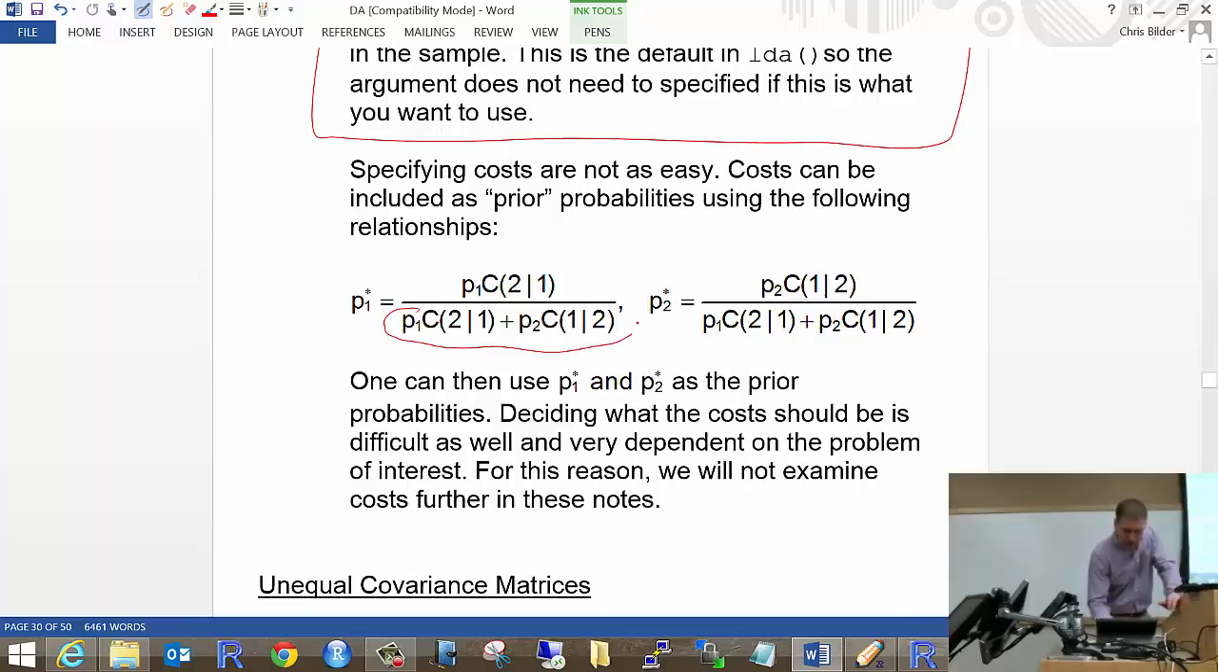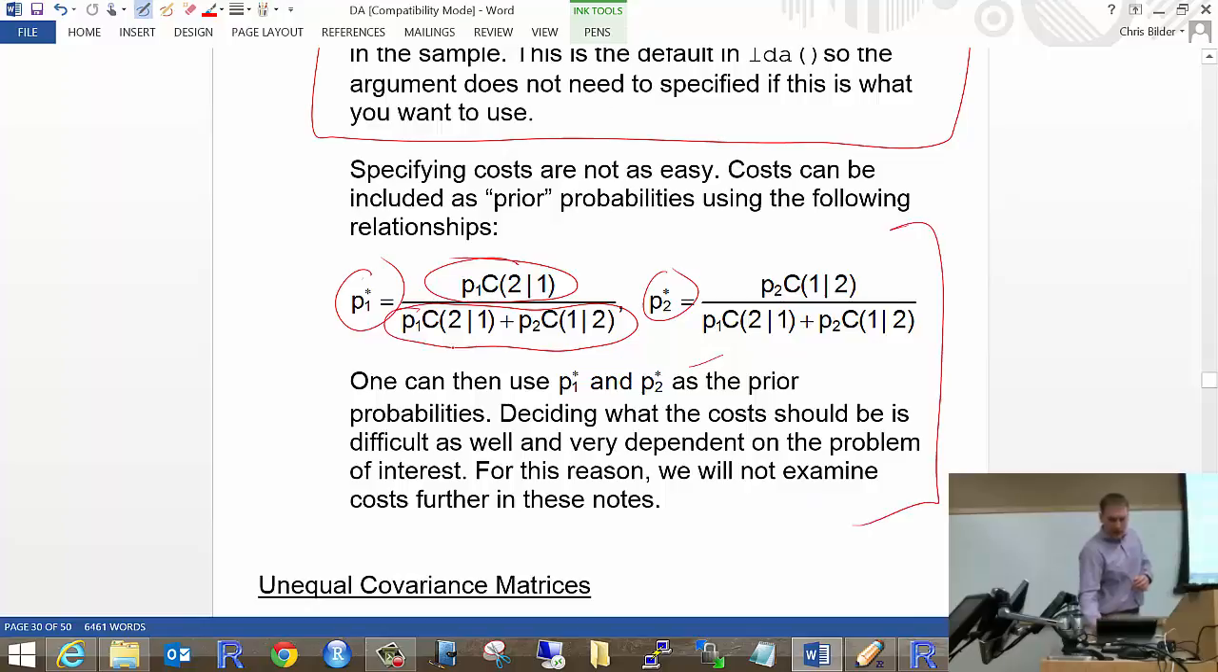Essentially what you're doing is just rescaling your prior probabilities. Obviously, your prior probabilities should add up to 1. So how about we weight them by all the costs? And then we look at what proportion for population 1 would be the corresponding cost of making a misclassification in population number 2, accounting for the prior. So you just take that ratio, and that's your new prior probability that you would use in the priors argument of LDA. Do a similar thing then for population number 2.